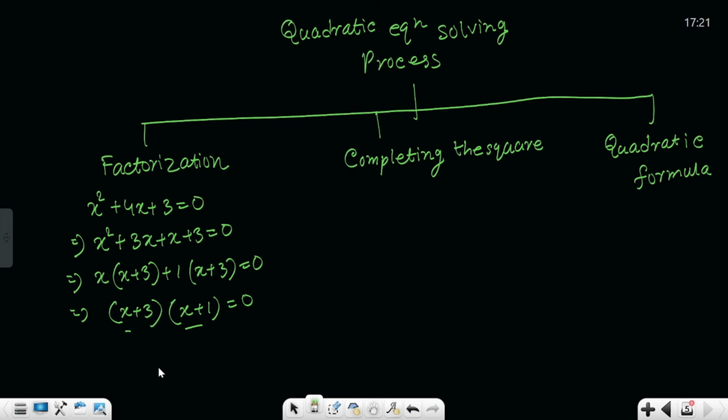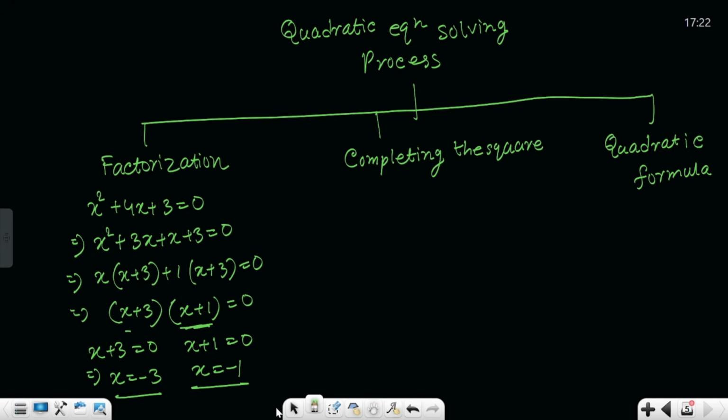So one of these quantities must be equal to 0, or both can be equal to 0. So what we can say, x plus 3 is equal to 0, or x is equal to minus 3. And from here we can say x plus 1 is equal to 0, or x is equal to minus 1. From here we can easily get the roots, right? Minus 3 and minus 1. No problem.